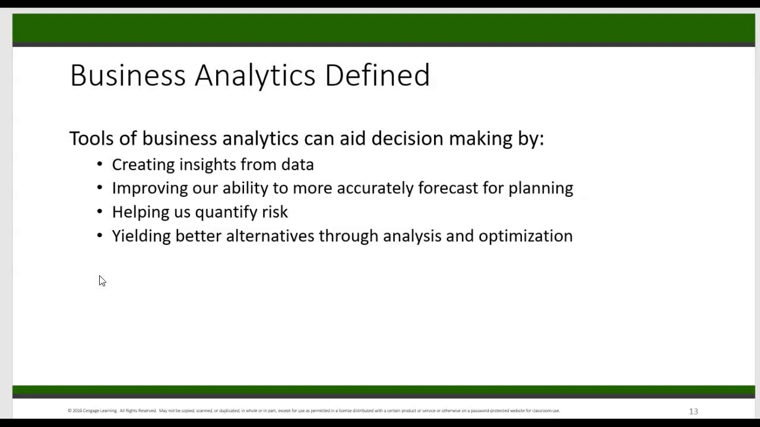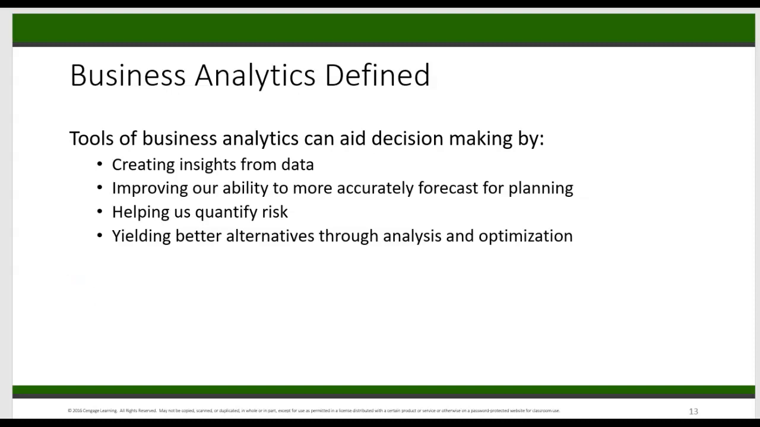It helps us quantify risk. So risk is no longer just a vague word that is thrown around. It has a specific definition, and you can put a numerical quantity on it. It yields better alternatives through analysis and optimization.